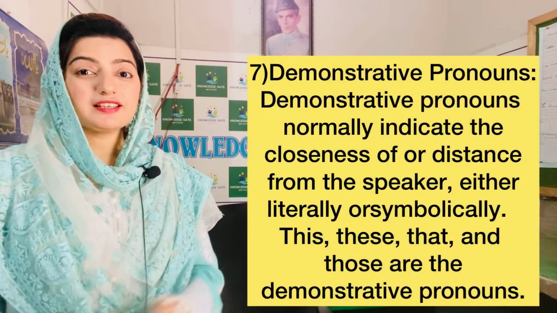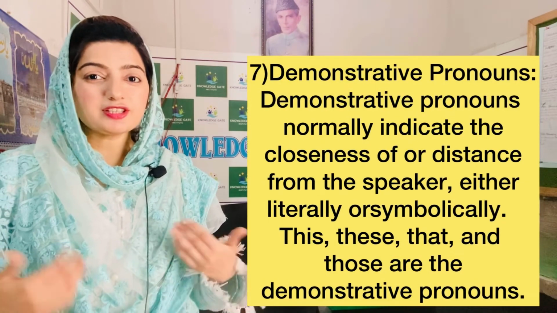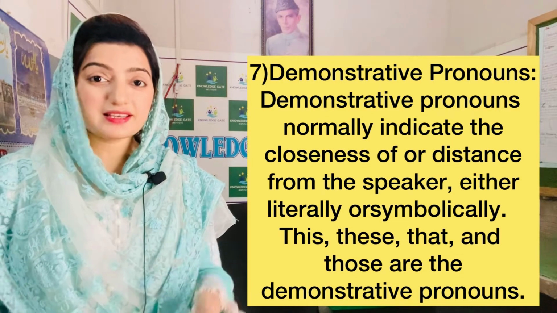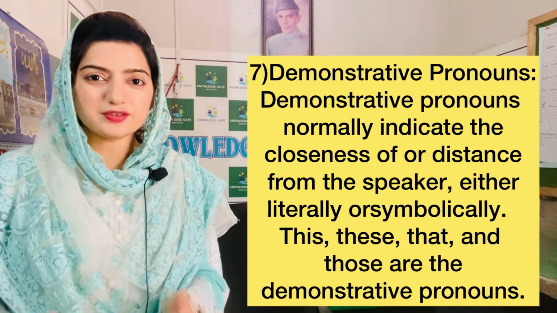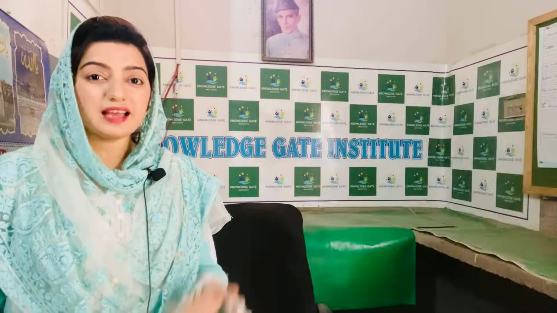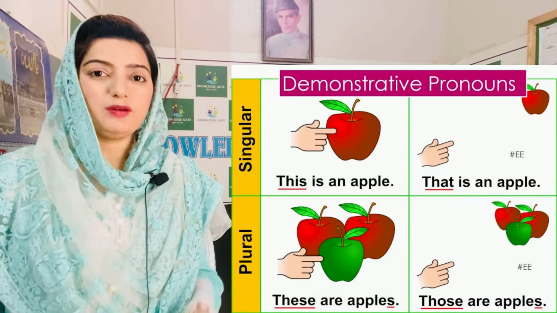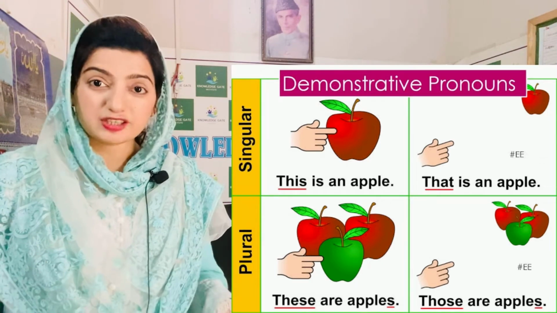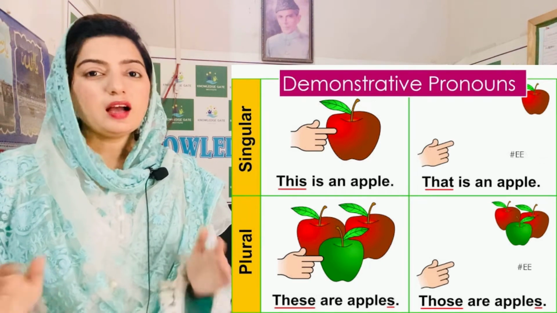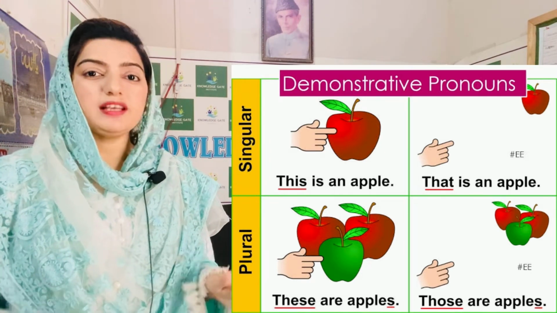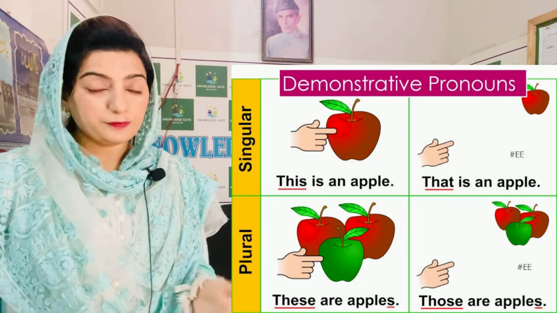So, number 7 is the demonstrative pronouns. Demonstrative pronouns normally indicate the closeness of or distance from the speaker, either literally or symbolically. This, these, that and those are the demonstrative pronouns. We have 4 demonstrative pronouns. They also work as demonstrative adjectives when they modify a noun. However, demonstrative pronouns do not modify anything, rather they replace the noun phrases.